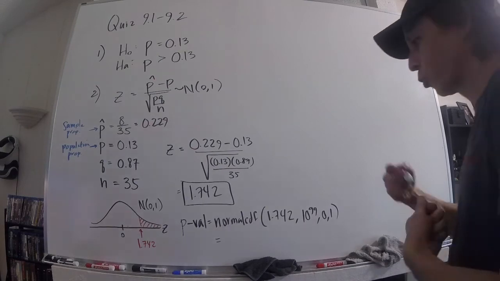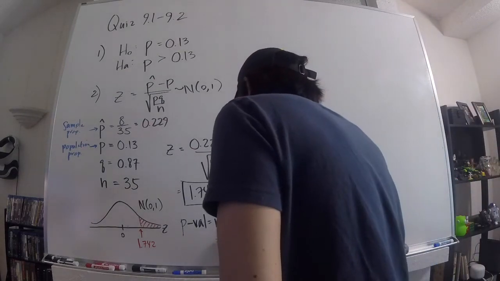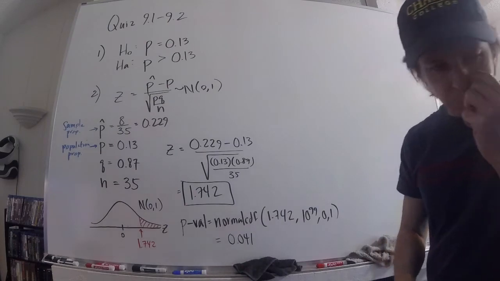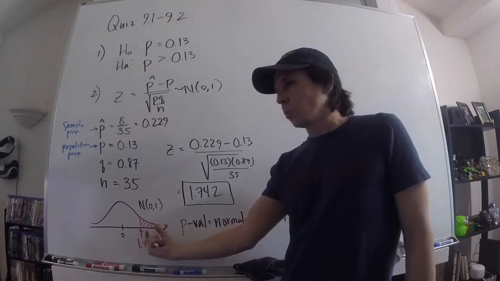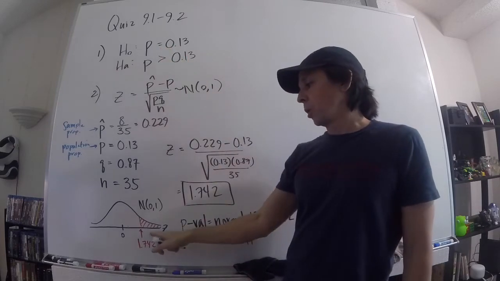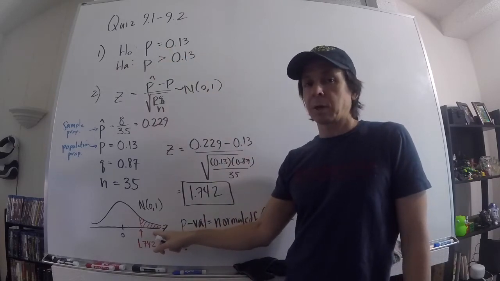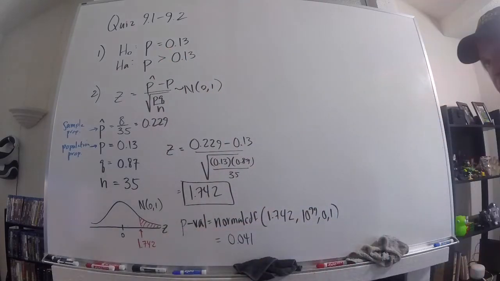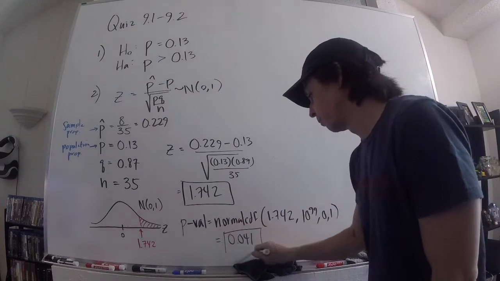0.0407. I'm going to do 3 places. 0.41. That's 4.1%. So there's a 4.1% chance that if they're telling the truth, you get something in that range by random chance. Now that's pretty low, but we have to look at our significance level. So we're done with number 2. That is your answer for number 2.